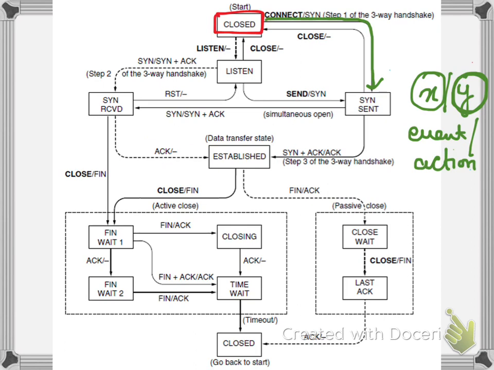Okay, so let's start from the client side first. The green line will show the client side. The client executes the connect function call. Connect function call means active open, it is actively trying to establish a connection. Initially it is in the closed state. After executing the connect, it will go to the sync sent state. So these are the states.